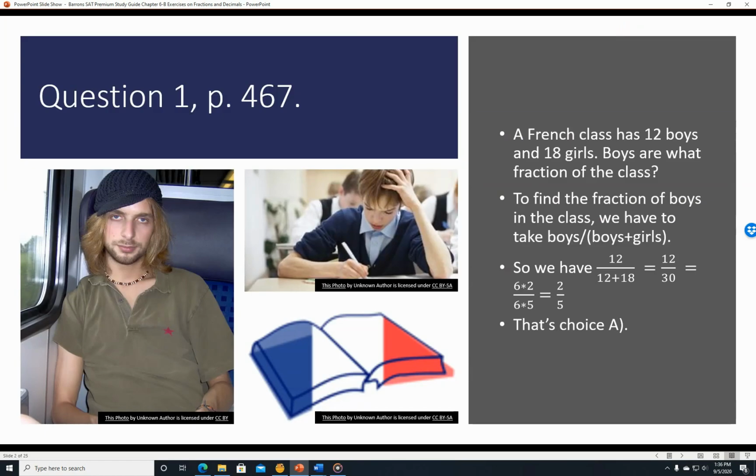A French class has 12 boys and 18 girls. Boys are what fraction of the class? Well, to find the fraction of boys in the class, we have to take the number of boys and divide it by the number of boys plus girls. In other words, the total number of people in the class.